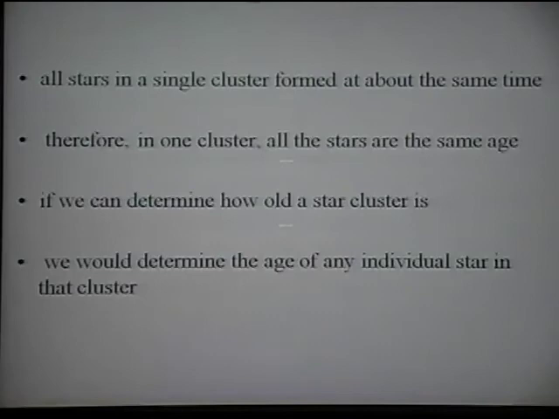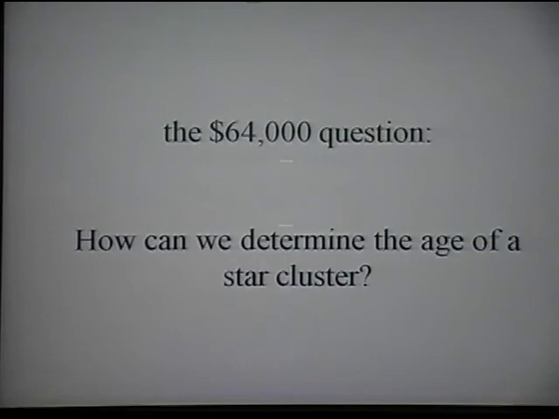They're about the same age. So to a good approximation, stars in globular clusters were born at the same time, plus or minus a million years. So all the stars in a cluster are the same age. If we can determine the age of any one star in the cluster, we've determined the age of the whole cluster. So the big question for us is, how do we determine the age of the cluster?